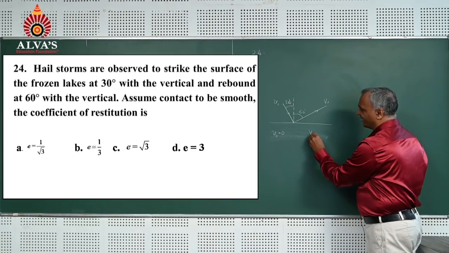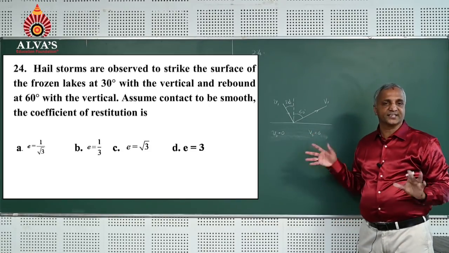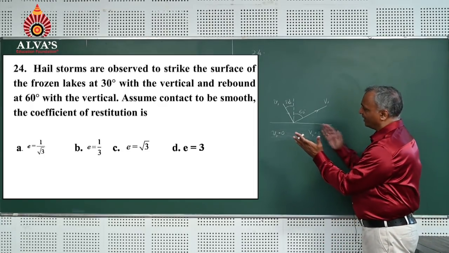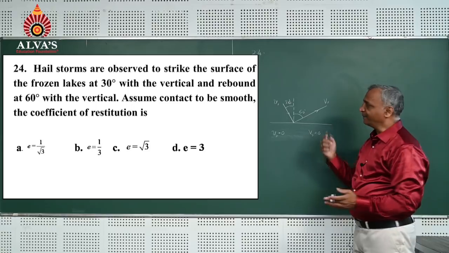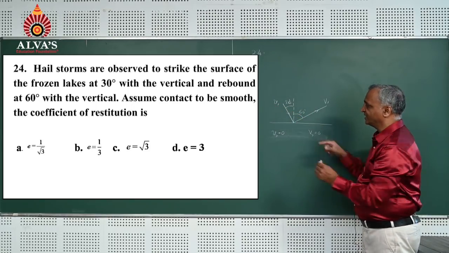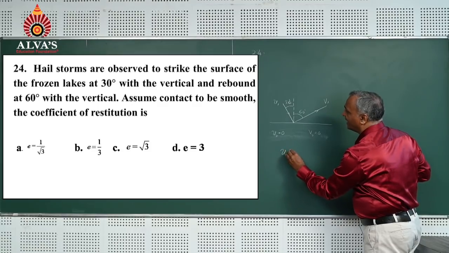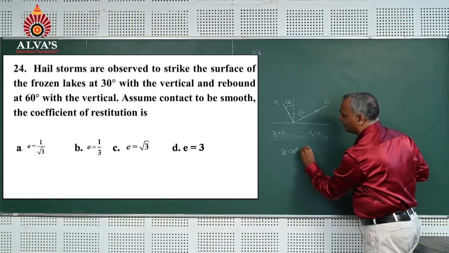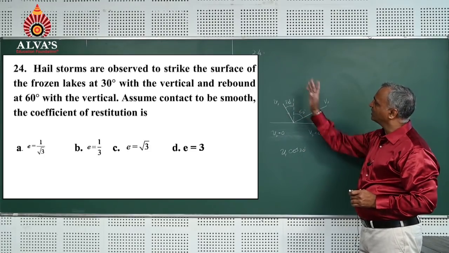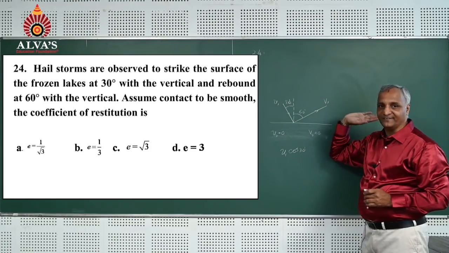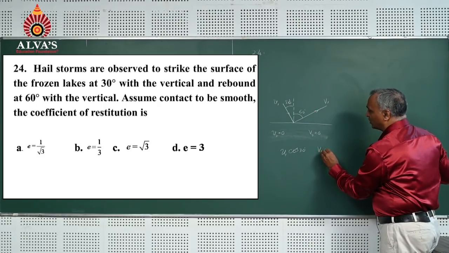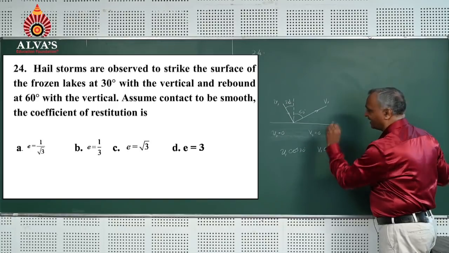And anyhow, the second velocity, of this frozen lake, is 0 itself. Here the rebound takes place in the vertical direction only. That means you find the vertical component of u1, so that becomes u1 into cos 30, and it rebounds back, and you find the vertical component of v1. So I am going to get v1 into cos 60.